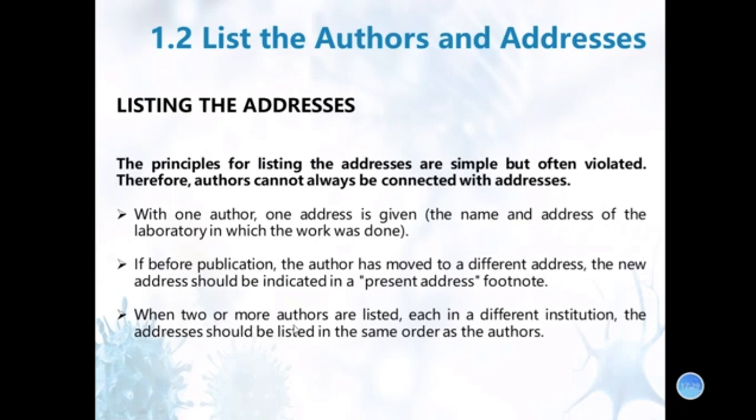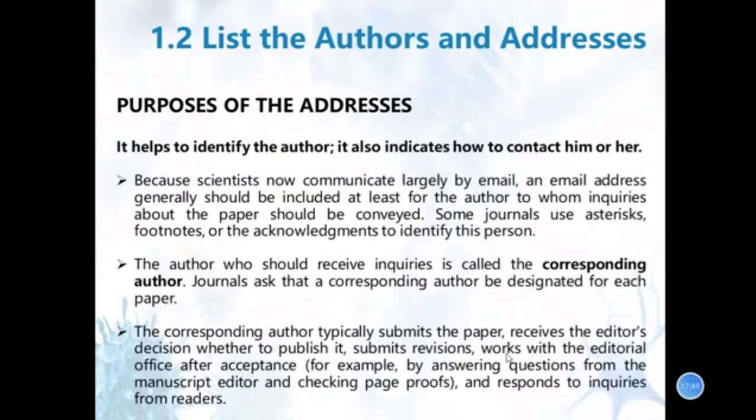When two or more authors are listed, each in a different situation, the addresses should be listed in the same order as the authors. That means the addresses should match the order of the authors. The address can help us to identify the authors. Sometimes they have the same name, but if the address is different, perhaps they are different authors. It also indicates how to contact him or her.